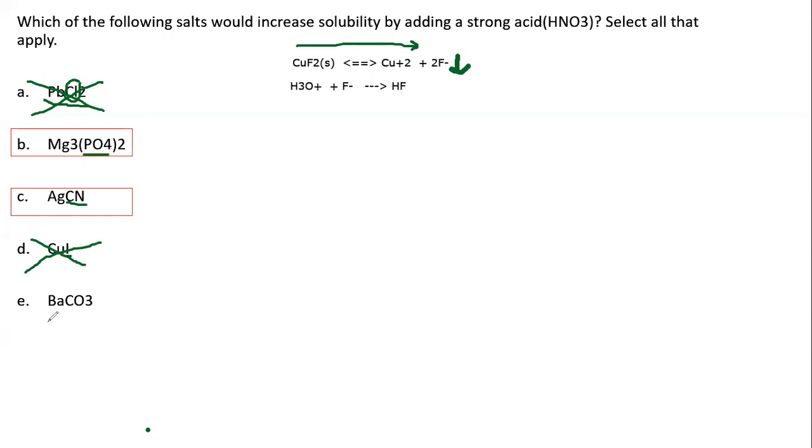And lastly, we have barium carbonate. Carbonate is the anion of a weak acid, so the solubility would increase when you add strong acid to that solution. So again, the reason the solubility increases is because according to Le Chatelier's principle, if you decrease the amount of product, it's going to shift to put more reactant into solution.